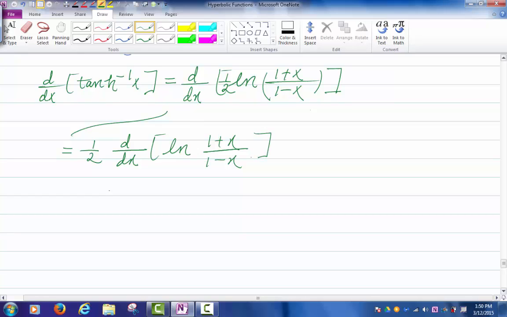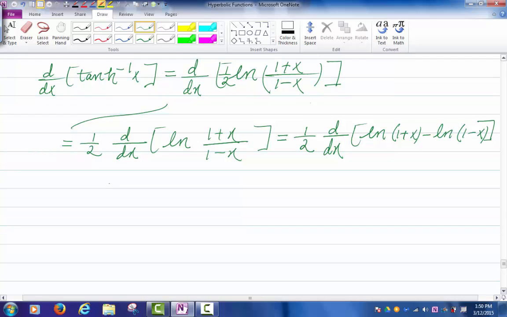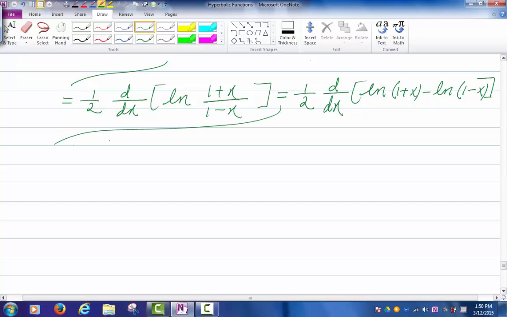Right? Now, I can take the derivative by using the chain rule as it is, but before I use the chain rule, what I'm going to do, in fact, is rewrite this by using the log rules. So before I take the derivative, I am going to rewrite my expression as ln of 1 plus x minus ln of 1 minus x. Okay, and once I have this, now I'm going to go ahead and take the derivative.